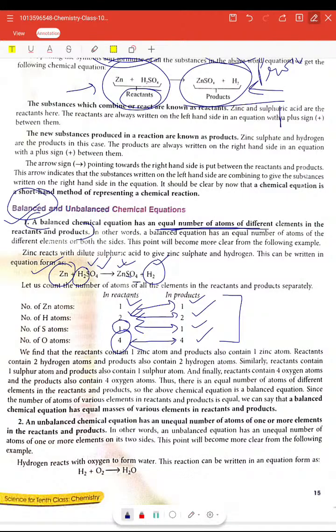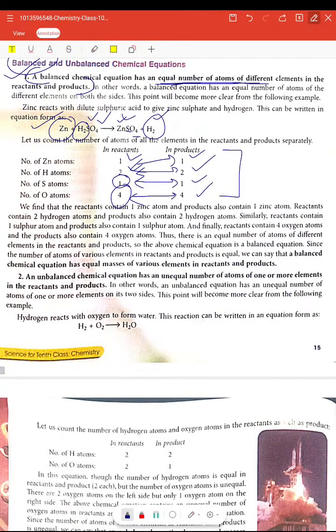Now we will further discuss the unbalanced chemical equation. What is an unbalanced chemical equation? It has an unequal number of atoms. The atoms on the left hand side are not equal to the atoms on the right hand side. When they are not equal, we can say that it is an unbalanced chemical equation.